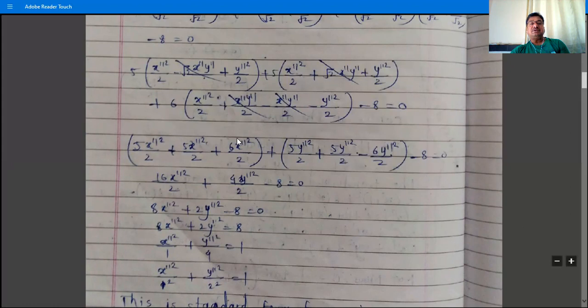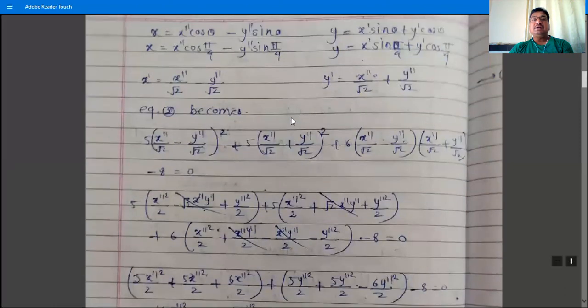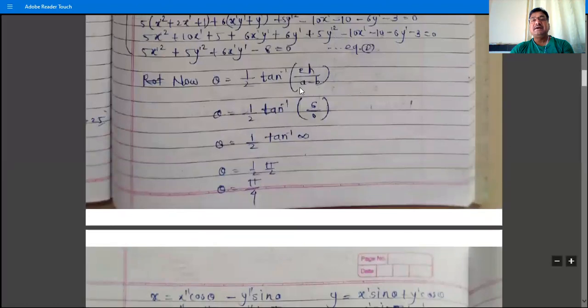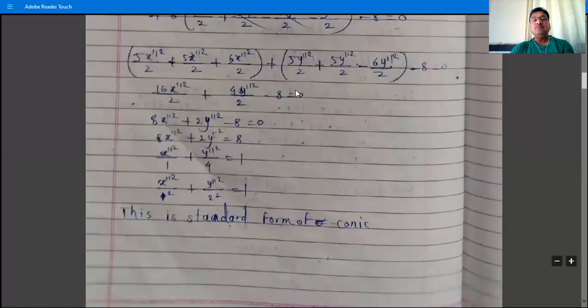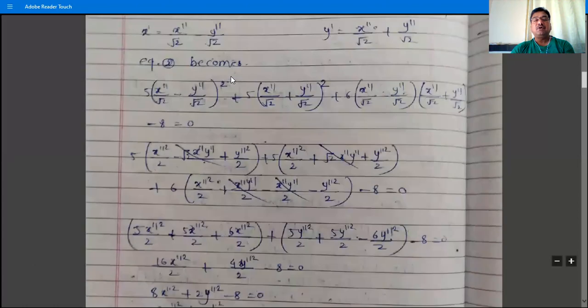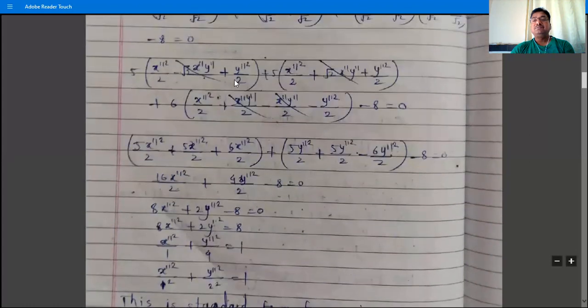So if you observe this equation, it is free from the x y product term; the x double dash into y double dash terms all get cancelled. So if we rotate through an angle 1/2 tan inverse of 2h divided by a minus b, then the product term is removed from the equation. In equation number 2, the product term 6 x dash y dash is removed from the equation.